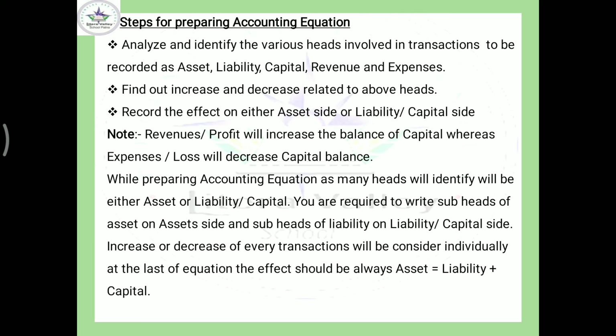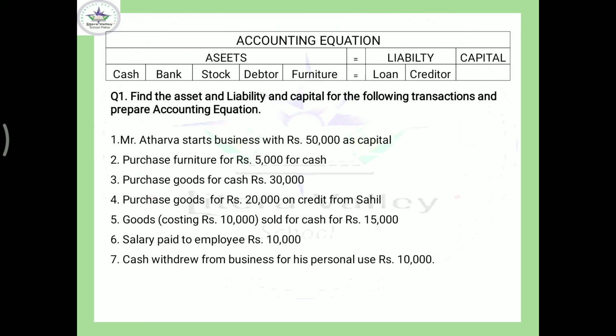Here you can see how the accounting equation appears with the varieties of subheads. I have taken only a few heads here: cash, bank, stock, debtor, furniture for asset, and loan, creditor for liability. Although there may be various others. So you have to prepare this in this manner.